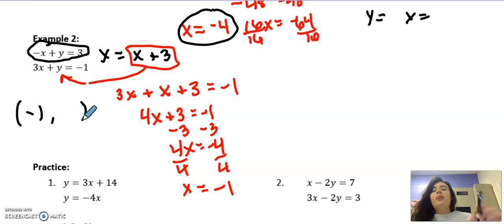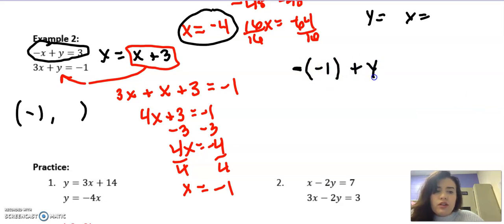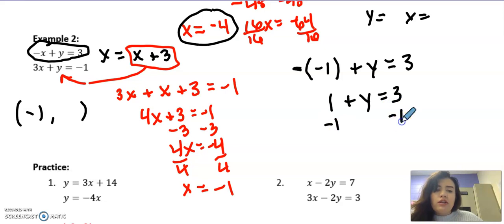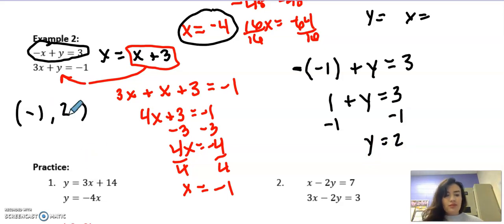Now we need y. So you have to plug this into an original equation. So let's do it to the top. Here's that negative sign where we have to use parentheses. So we're plugging in negative 1. Now this negative times a negative makes a positive 1. So now we subtract 1. We get y equals 2. Okay, so the second example, we had to solve for y. Then you're doing substitution twice.